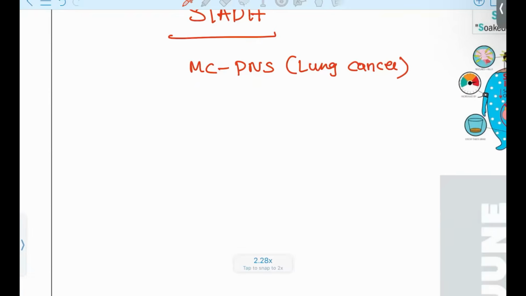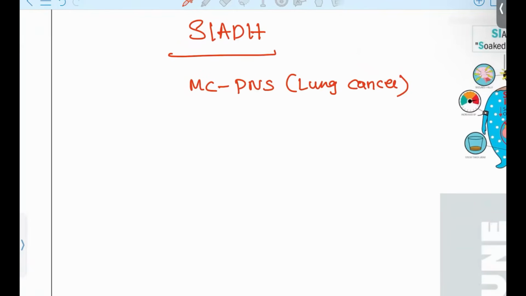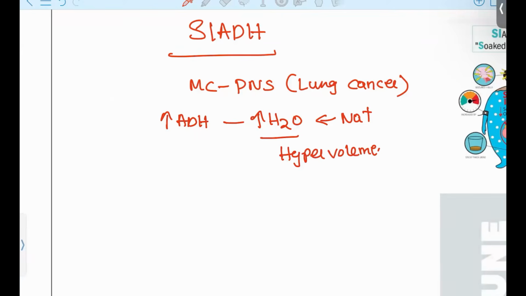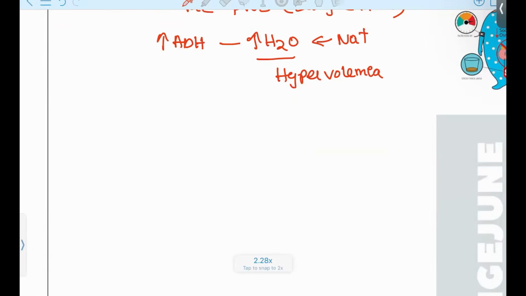Okay, and what is happening in the patients of SIADH? There is more and more ADH, right? This will be leading to more and more water. So this water will also attract the sodium, and this is going to cause hypervolemia in the patient. Once the hypervolemia is settled, this is going to trigger the patient's hypertension, fluid overload, and the patient will be having severe cardiac instability.